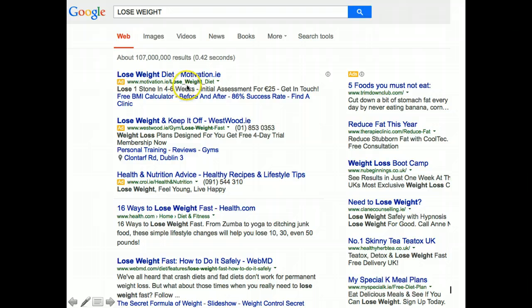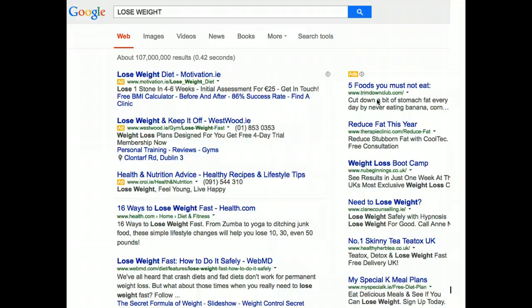The Motivation Clinic is a service in Dublin, and it motivates people to lose, look at that, 1 stone, metric weights, or imperial weights, European, maybe, or Irish English rather. For €25, they're going to give you the promise of 1 stone in 4 weeks. Westwood are gyms, gymnasia, located around the city, and on it goes. So health and nutrition advice, all advertising, more advertising here. 5 foods you must not eat. I wonder what on earth that could be. Look, you get the feeling you know this.